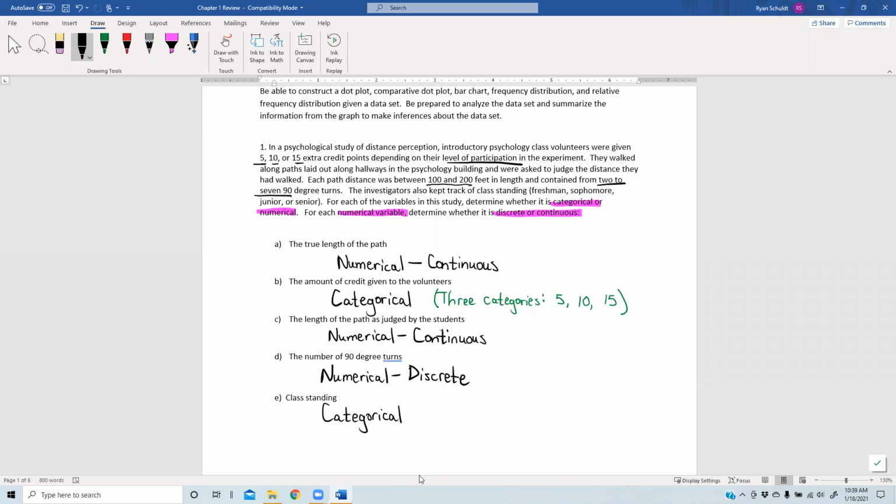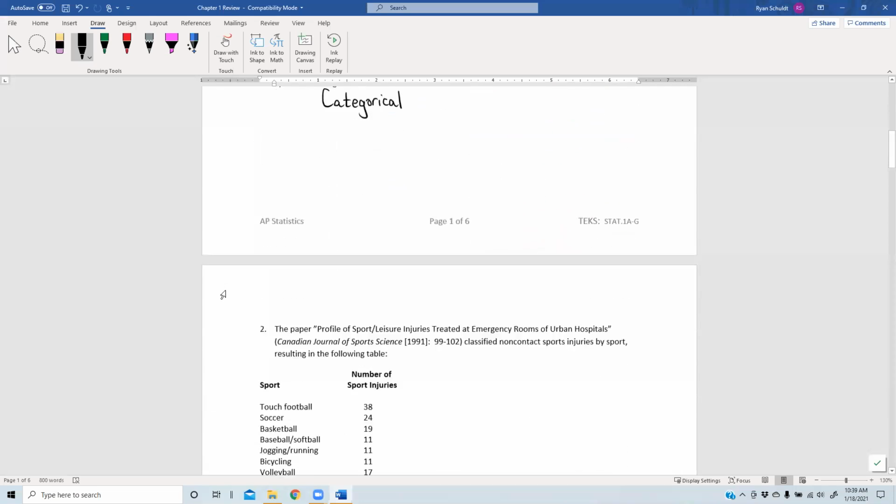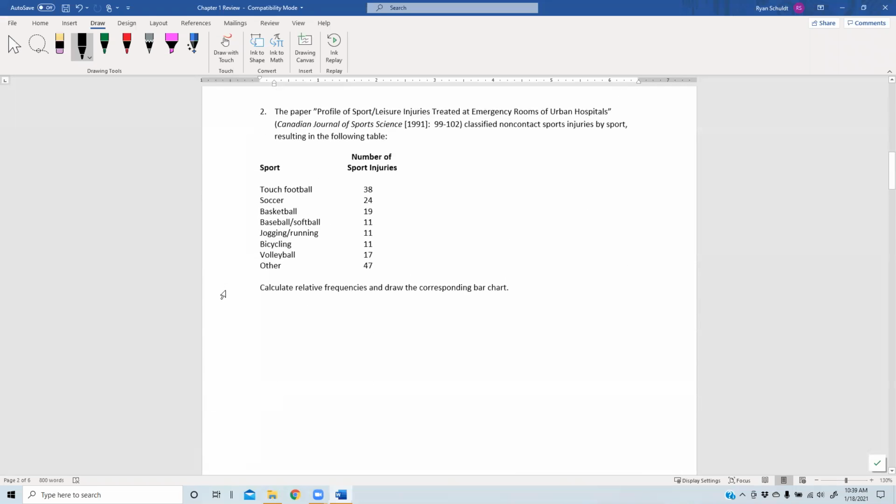So that's number 1. That's just getting practice naming categorical and numerical variables. So now let's look at number 2. It says the paper profile of sport leisure injuries treated at emergency rooms at urban hospitals classified non-contact sports injuries by sport, and it resulted in the following table.